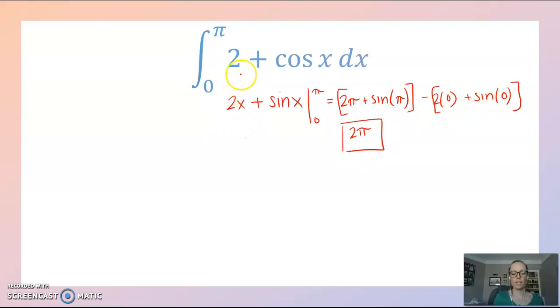So this is telling me that the area under this function, from the function to the x-axis, from 0 to pi is equal to a total of 2 pi.